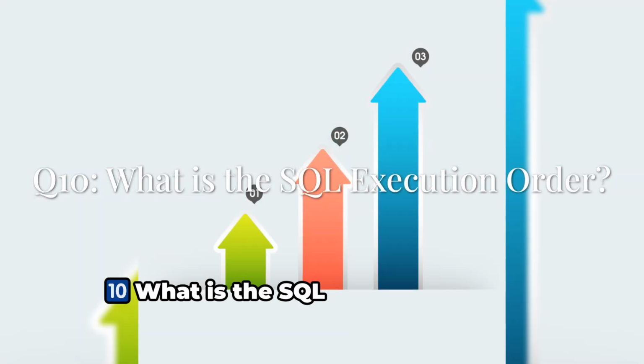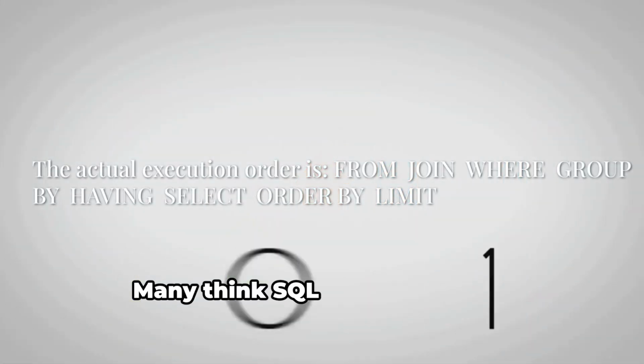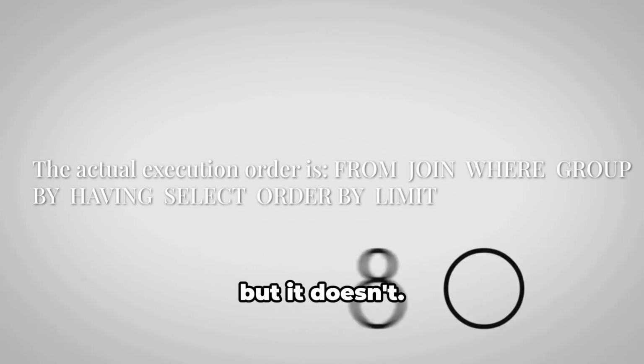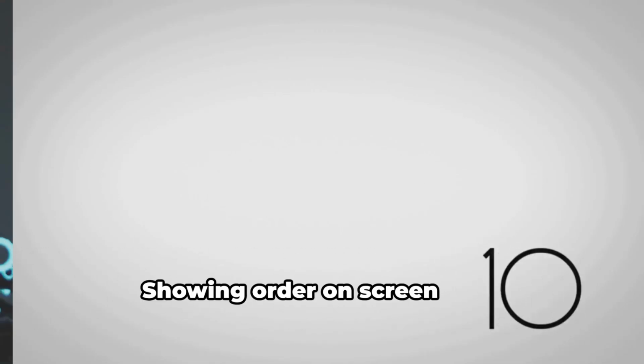10. What is the SQL execution order? Many think SQL runs as written, but it doesn't. The actual order is FROM, JOIN, WHERE, GROUP BY, HAVING, SELECT, ORDER BY, LIMIT. Showing the order on screen now.